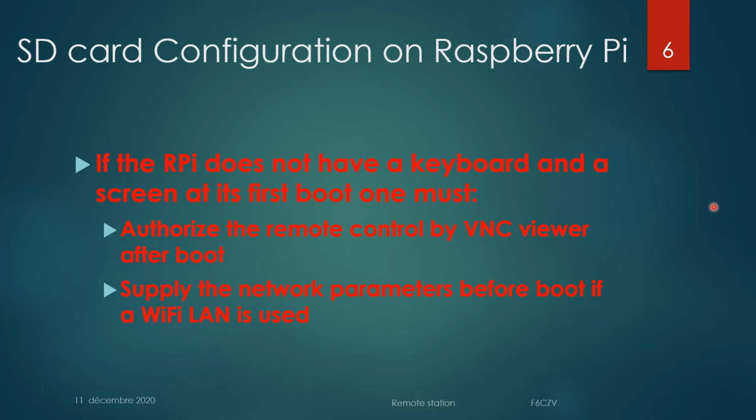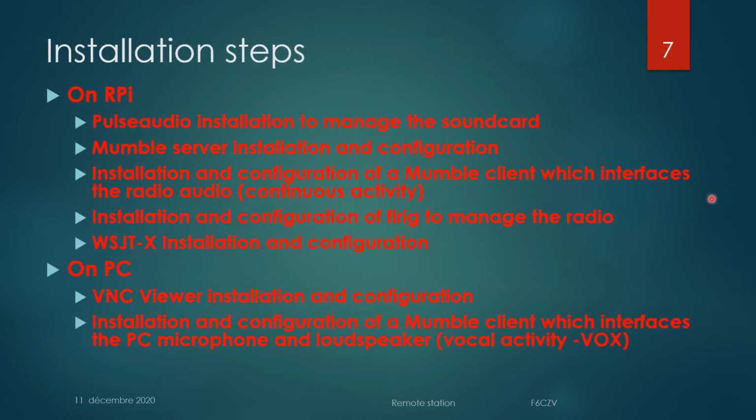SD card configuration. If the Raspberry Pi does not have a keyboard and a screen at its first boot, one must authorize the remote control by VNC viewer after boot and supply the network parameters before boot if a Wi-Fi line is used. Installation steps. I will not detail all the steps and the scripts. It is described in a separate file.